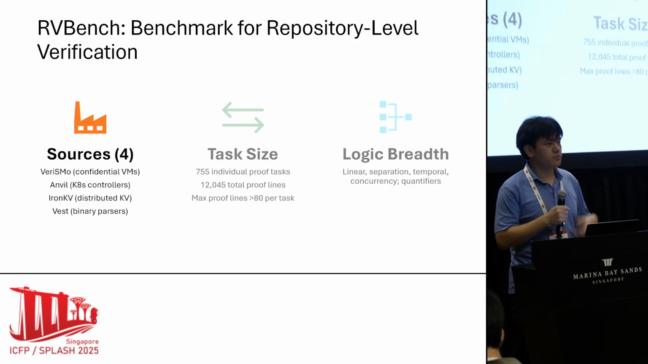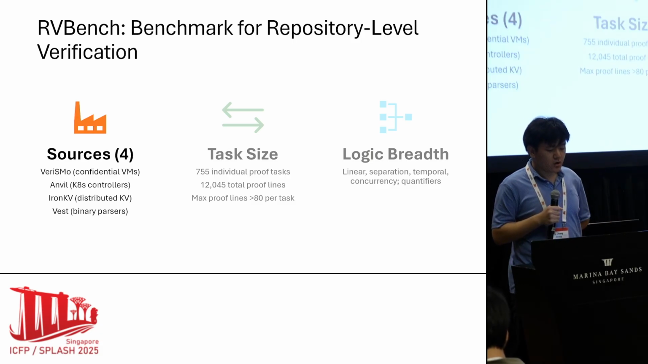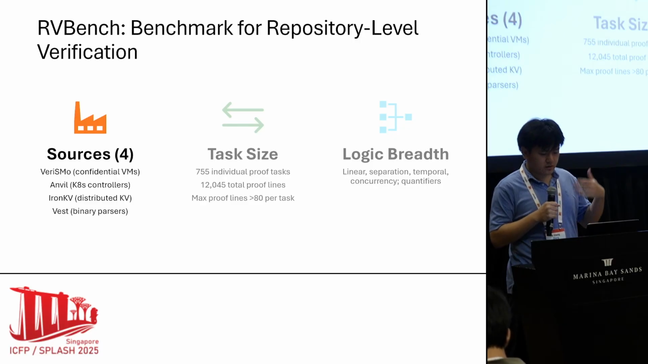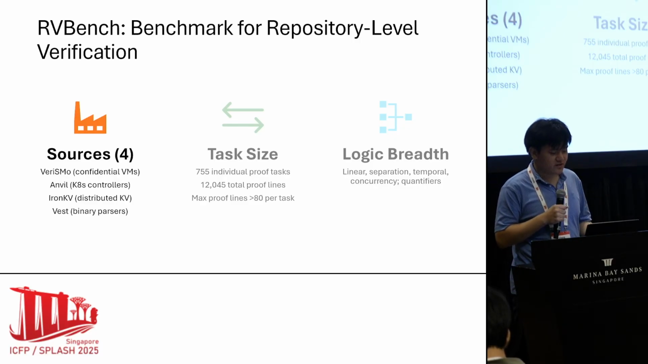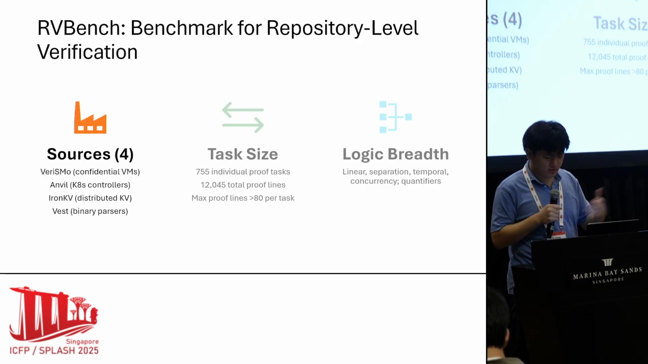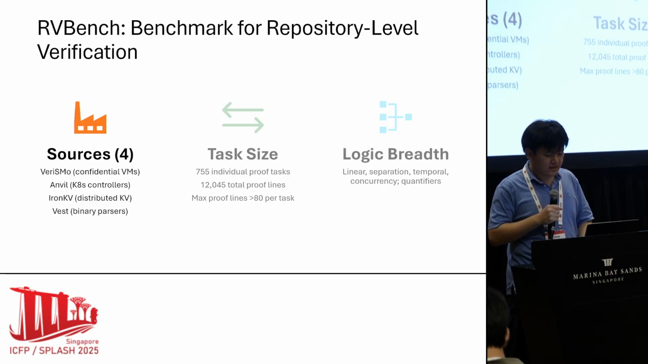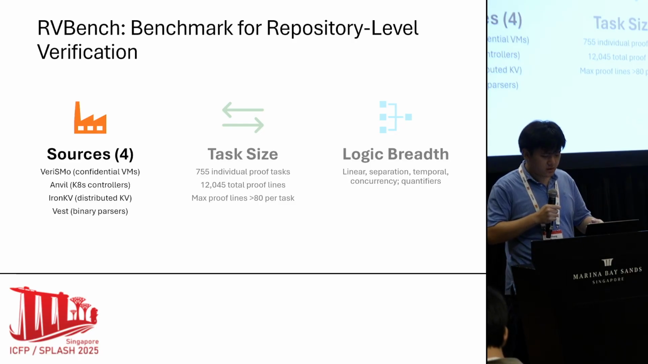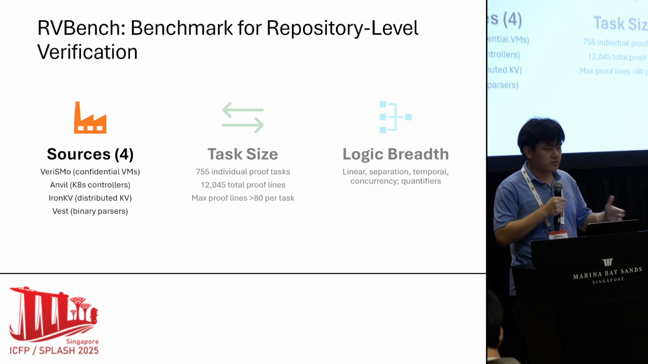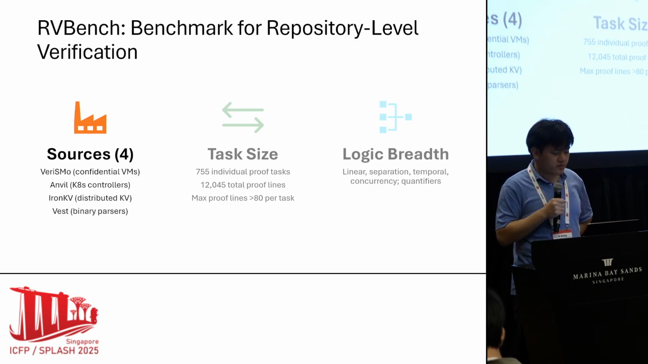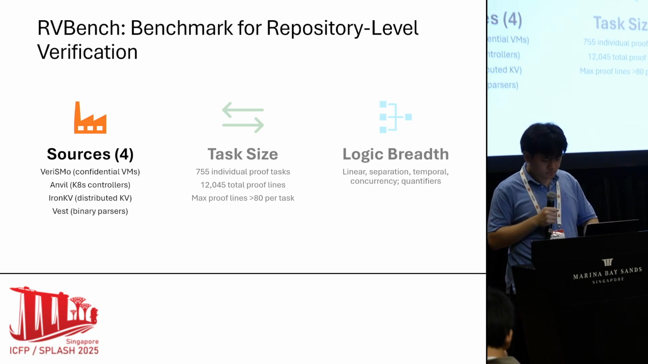So with that, we want to put this into evaluation. We introduce a new benchmark called repository verification benchmark, RVBench. It is the first benchmark in this kind of verification-aware language dealing with repository contexts. And it is sourced from 4 complex and real-world Verus projects, offering a diverse verification testbed, ranging from things like verified Kubernetes controllers to verified distributed key value stores.